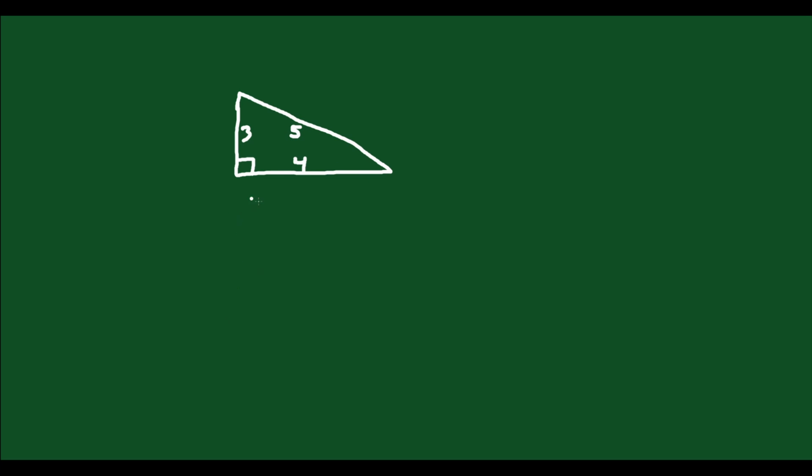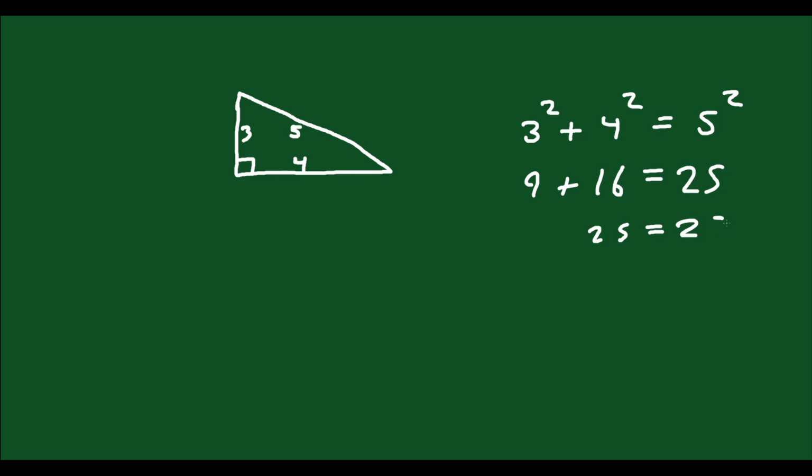So your base here is a length 4, right? That's your b value. This here, according to the equation, 3 squared plus 4 squared equals 5 squared. Or it should, right? And it does, right? Because 3 squared is 9, 4 squared is 16, 5 squared is 25. You get 25 equals 25. So obviously this equation works, right? A squared plus b squared equals c squared.